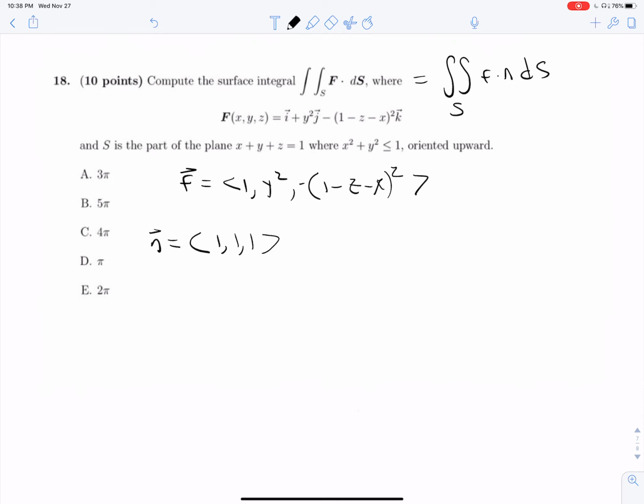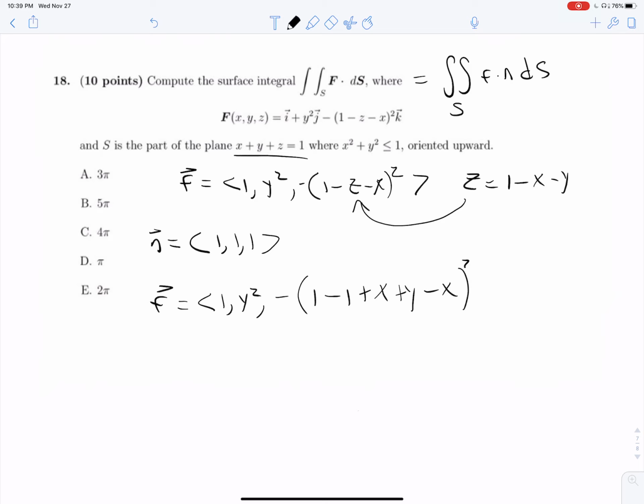But we have an issue here, and I hope you can see our issue, is that this thing is enormous and terrible, and we really don't want to have to evaluate that. So what we can do is notice, and here's the leap that takes a little getting used to, we can express this in terms of z. We can say z equals 1 minus x minus y, and then we can substitute this in for our z here. So F is going to become <1, y squared, negative 1 minus 1 plus x plus y minus x squared>.